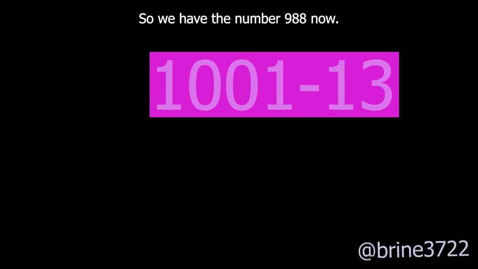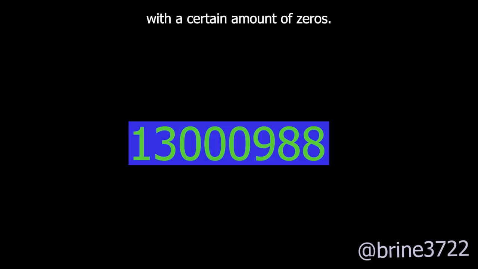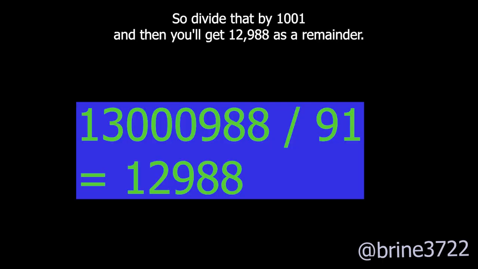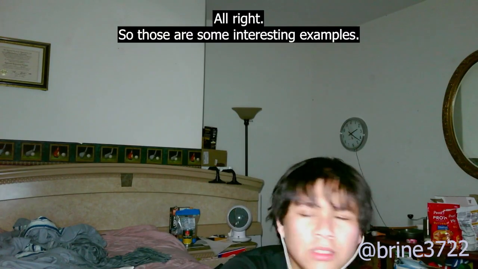We have the same number, positive 1001. Let's subtract 13. So we have the number 988 now. It's a cool number, 988. This time, we put that 13 in front of 988 with a certain amount of zeros. Now we have the number 13,000,988. Divide that by 1,001 and you'll get 12,988. Those are some interesting examples.